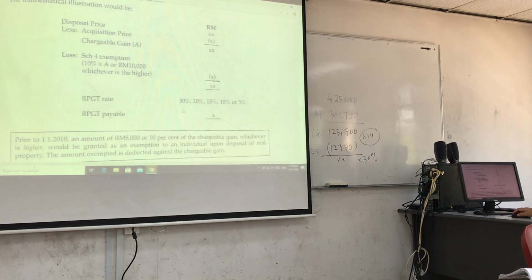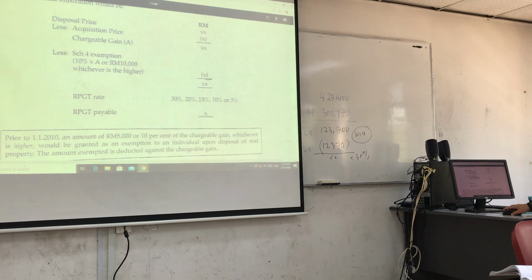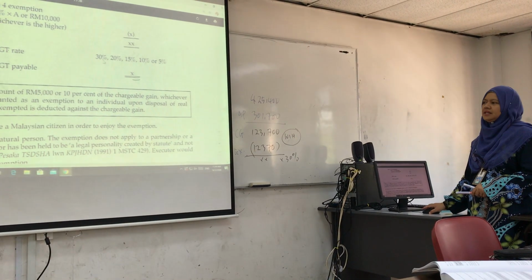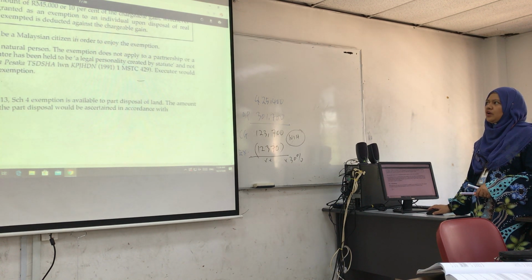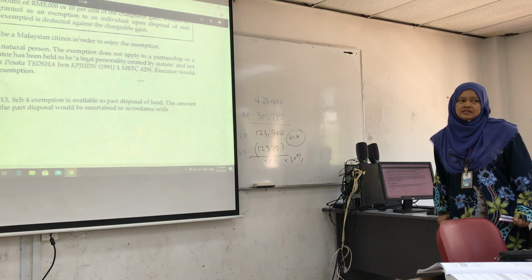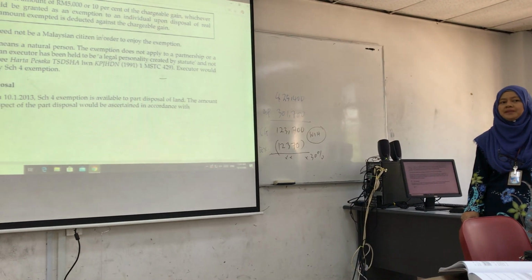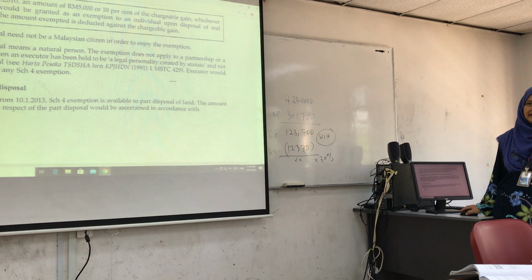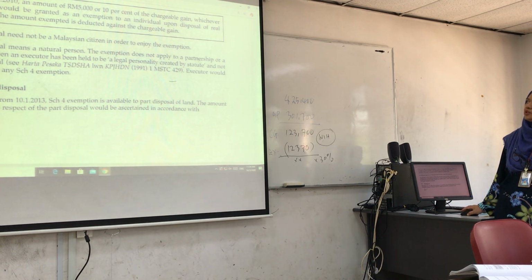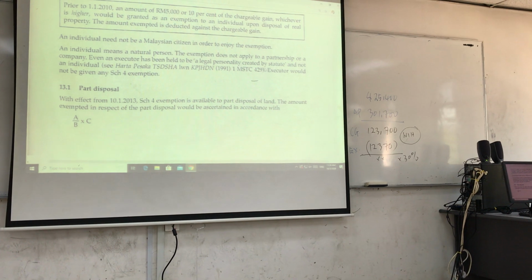So you see in the example that your chargeable gain minus your exemption, then multiplied by the tax rate, gives you your RPGT payable. An individual need not be a Malaysian citizen in order to enjoy the exemption. As long as you are an individual disposing real property in Malaysia, you get that 10% or 10,000 exemption. It does not apply to a partnership or a company. Even an executor has been held to be a legal personality created by statute and not an individual.